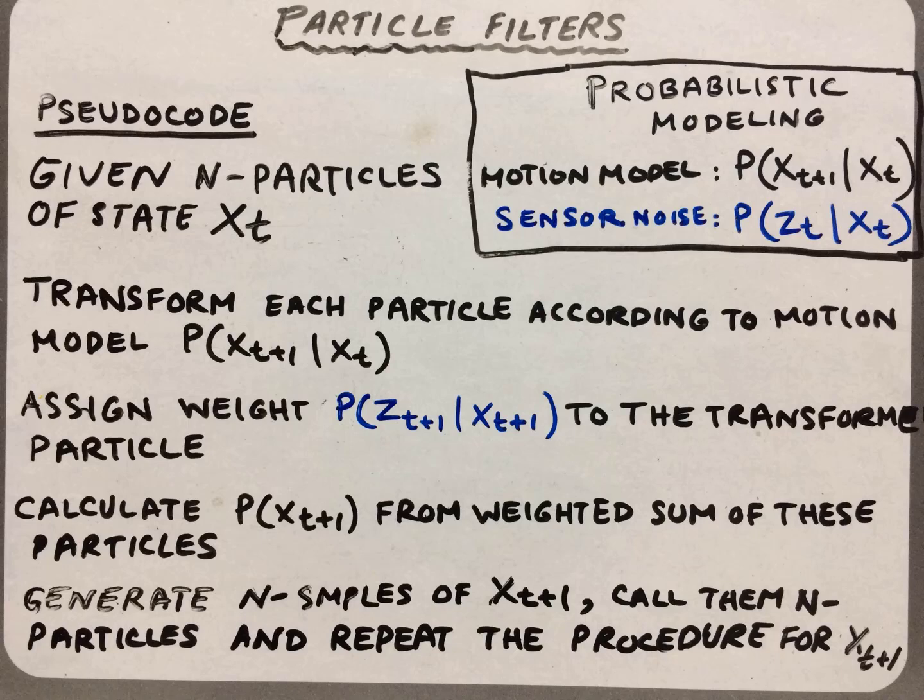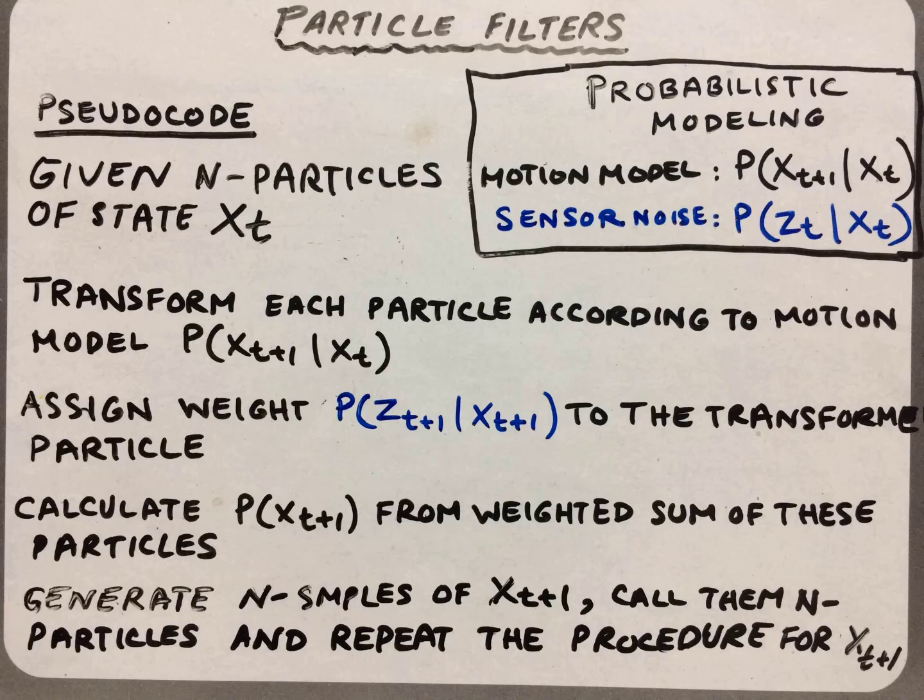In the next step, I will take each particle and transform it to new particles according to the motion model, which is actually the conditional probability of the state variable x at time t plus 1 given state variable x at time t. In the next step, we are going to assign weight to the transformed particle, and the weight is again a probability. This probability comes from the sensor model: the probability of z, which is the sensor output at time t plus 1, given the state variable xt plus 1.